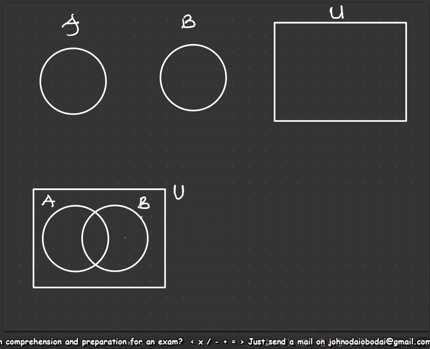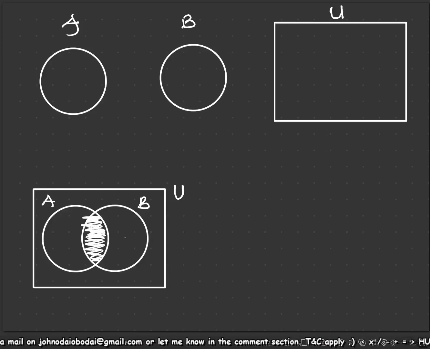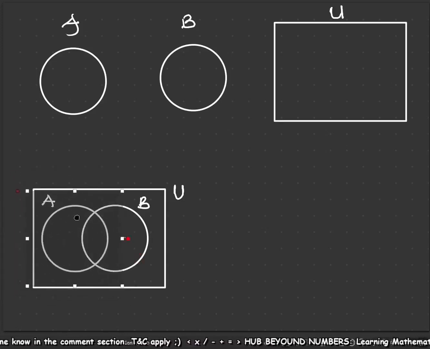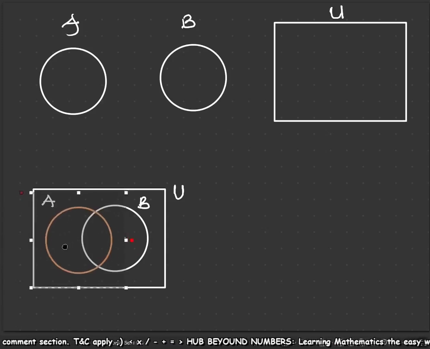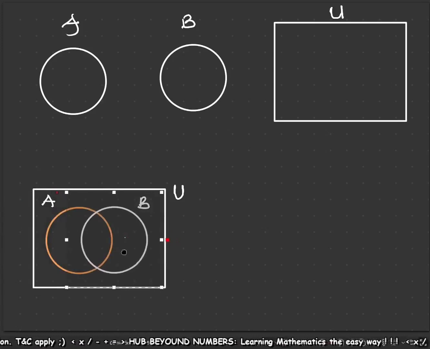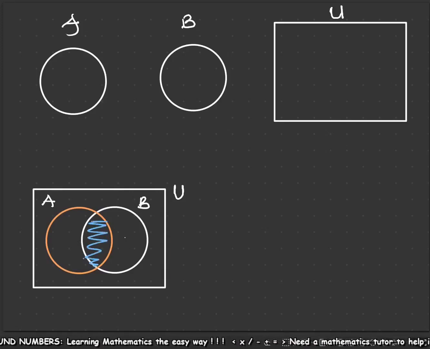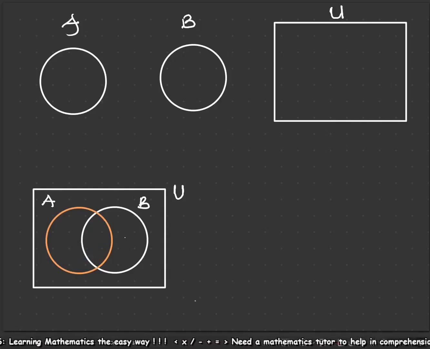Now, because they do have elements in common, we make sure their circles overlap. And that overlapping is what we see over here. So you realize that circle A and B do overlap. Take note, this here is A circle, and this here is B circle. And as you can see, there is an overlapping in here, such that part of A and B have overlapped.